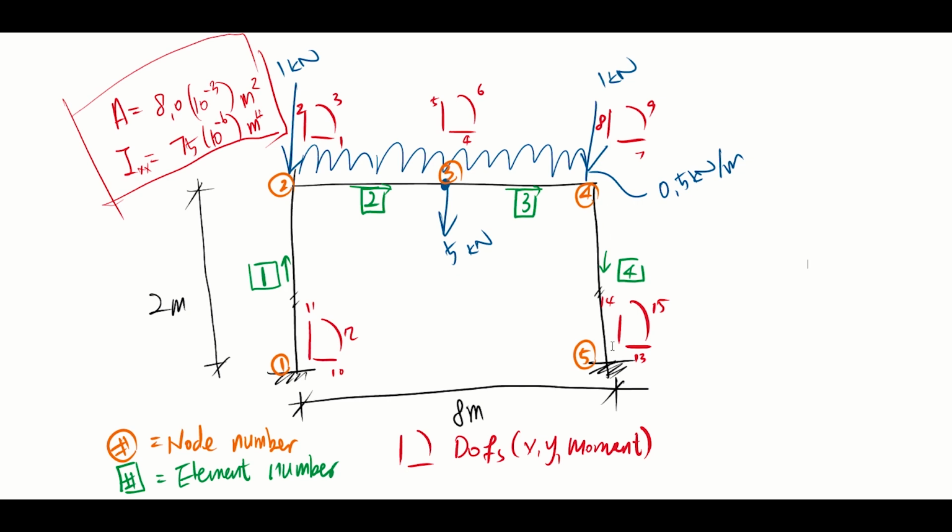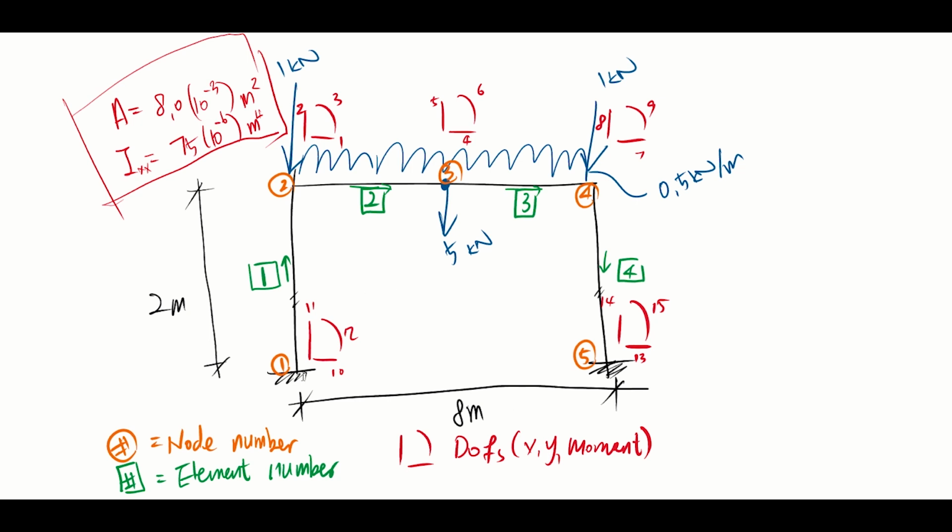In terms of the numbering of degrees of freedom, it will be numbered with 3 degrees of freedom per node, and we are numbering the x, y, moment in order, from left to right. Alright, let's first number the free degrees of freedom.